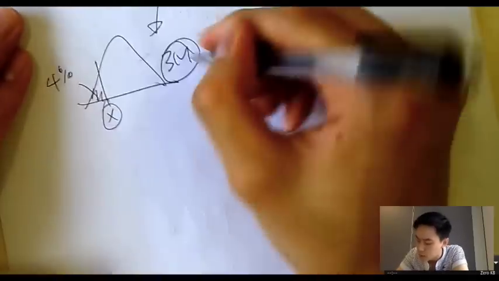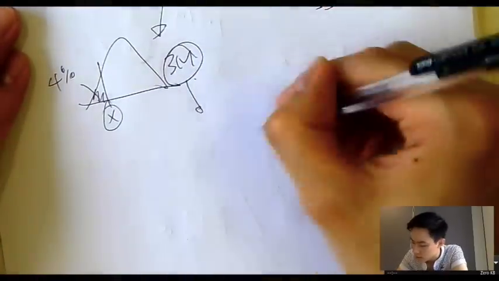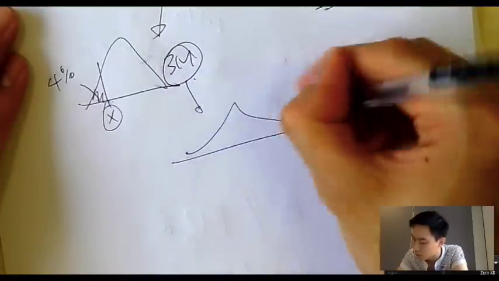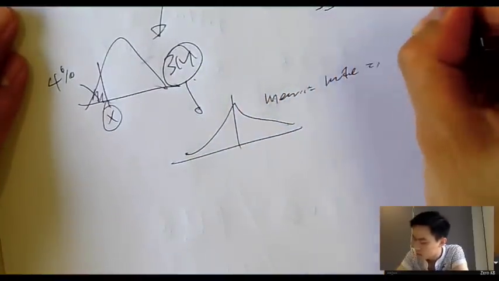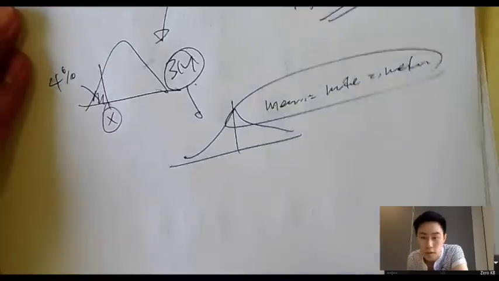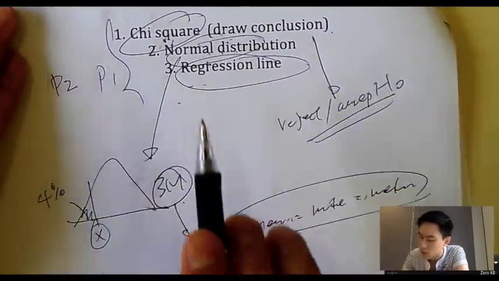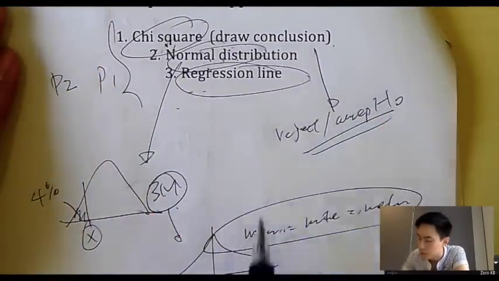But in simple words, for normal distribution, the data is distributed in a way that the mean is equal to the mode equals to the median. Okay, this is all you need to know. So basically, whenever you see the word normally distributed, it must be about this topic.